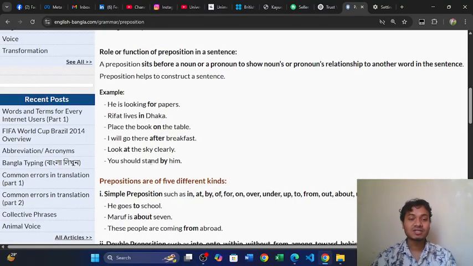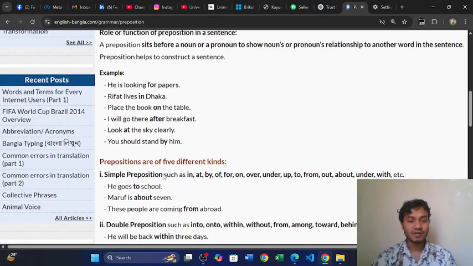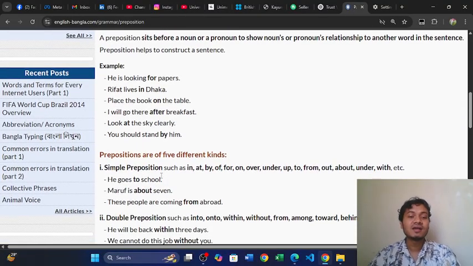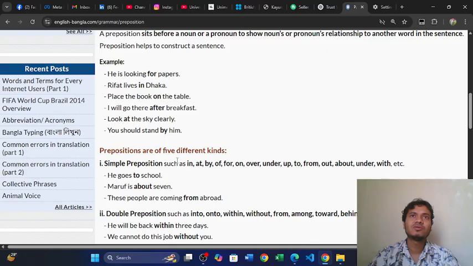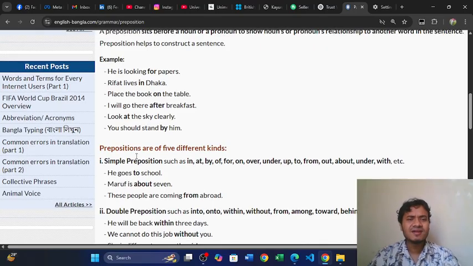So you should start by him. Him is a pronoun and by is a preposition. It relates him and start. Okay. Now let's see how many kinds of preposition there are. There are five kinds of preposition.